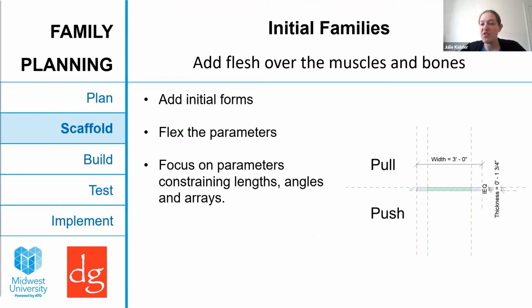Make sure that the door width still behaves as you expect it to. Make sure that you can move anything that's angled. And if you are arraying anything, which would happen with a nested family into a host family, make sure that array behaves as you expect.